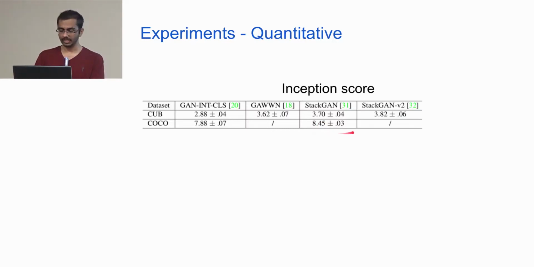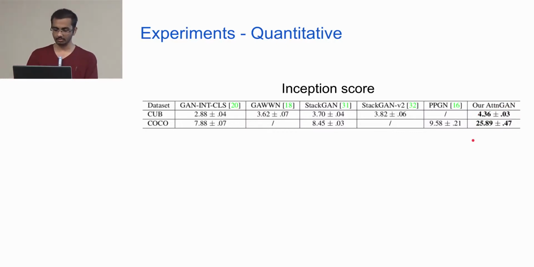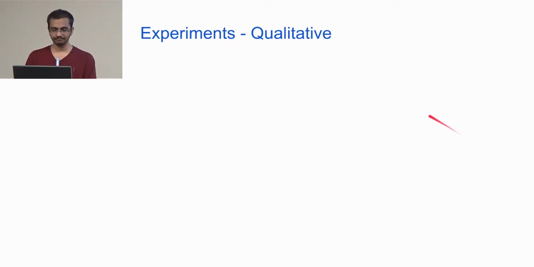StackGAN, again some improvement. StackGAN V2, some improvement on some, actually they do it on the flowers and birds dataset, so you don't have a value for COCO here. And PPGN, plug and play generative networks, even though they were not designed to solve this T2I problem, they did it on COCO for the text to image problem, and this is the output they get. And these are the ATTN GAN scores, and you see them outperforming by a huge margin in COCO particularly.